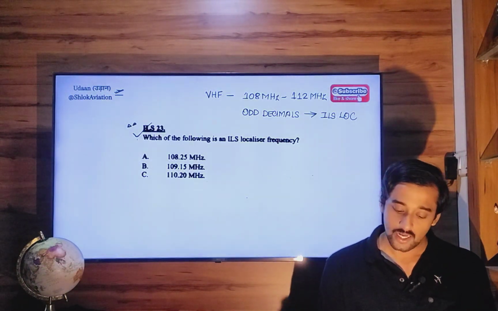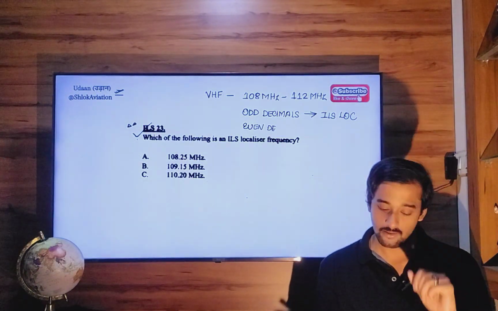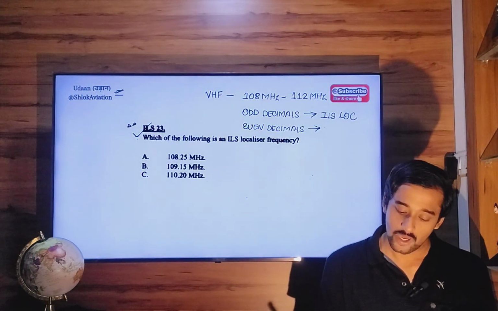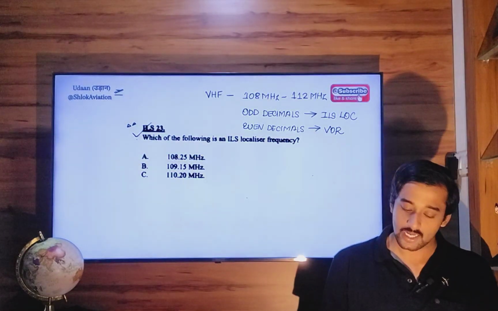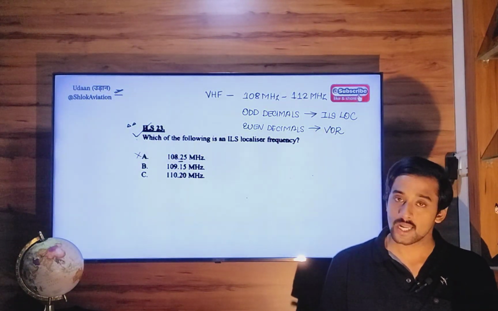All frequencies which have even decimals in this particular frequency band are allotted to VOR. So over here, 108.25: the decimal 2 is an even number, so it will not belong to the ILS localizer.